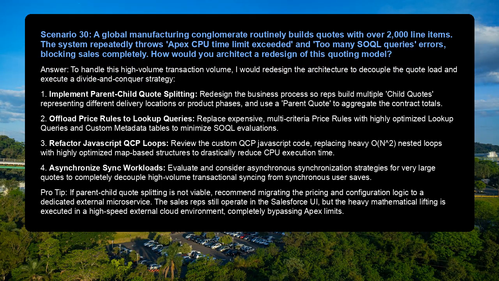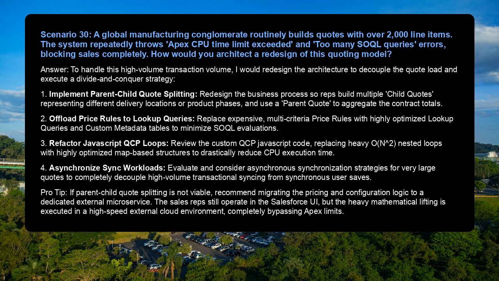Scenario 30. A global manufacturing conglomerate routinely builds quotes with over 2,000 line items. The system repeatedly throws Apex CPU time limit exceeded and too many SOQL queries errors, blocking sales completely. How would you architect a redesign of this quoting model? Answer: to handle this high-volume transaction volume, I would redesign the architecture to decouple the quote load and execute a divide-and-conquer strategy. 1. Implement parent-child quote splitting.